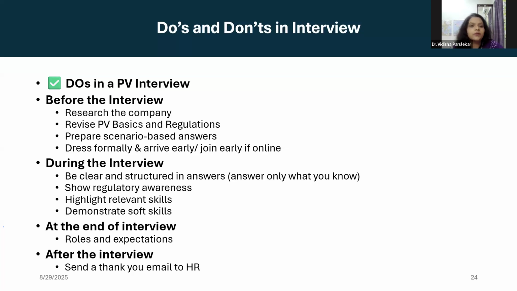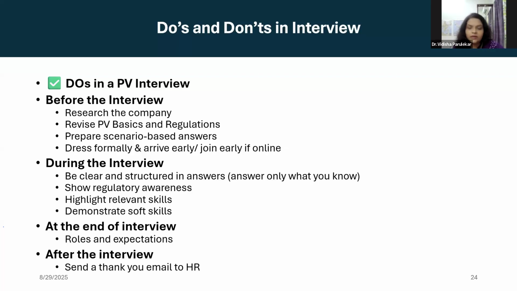You should know the company from the news, from the company portal. You should visit the company portal beforehand. See what updates the company has with respect to product launches, with respect to regulatory, or with respect to artificial intelligence, and gather all that information. Then, of course, revise PV basics and regulations, etc.